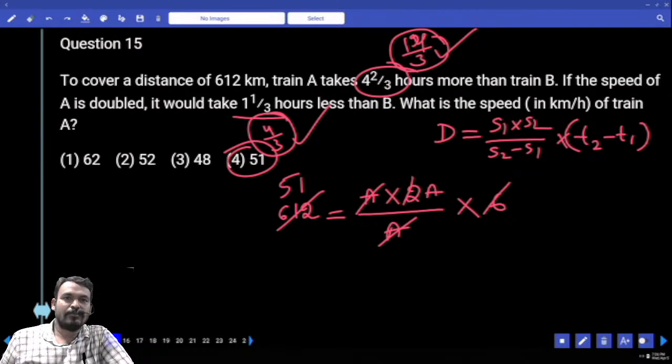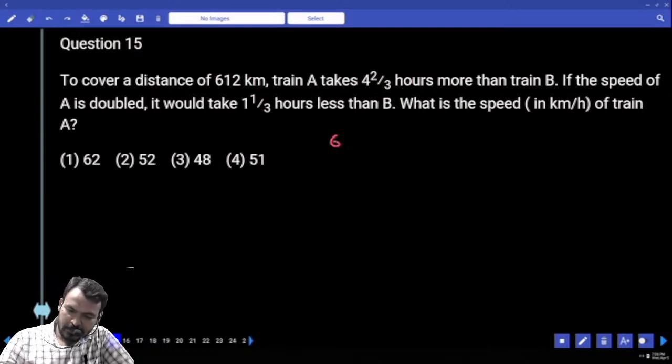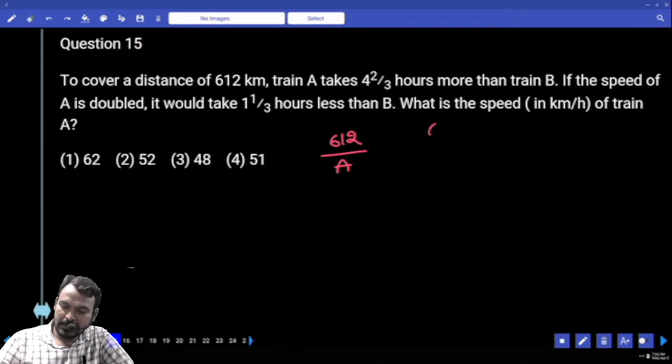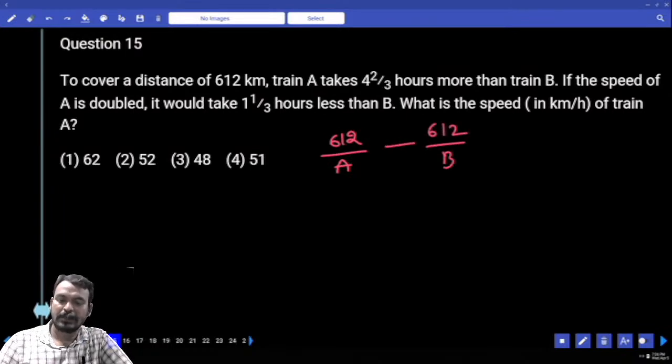What is the distance value in the first case? 612. 612 kilometers with a speed of A. Next 612 kilometers with a speed of B. A how much time is extra taken? 42 by 3 hours. That is equal to 14 by 3 hours.